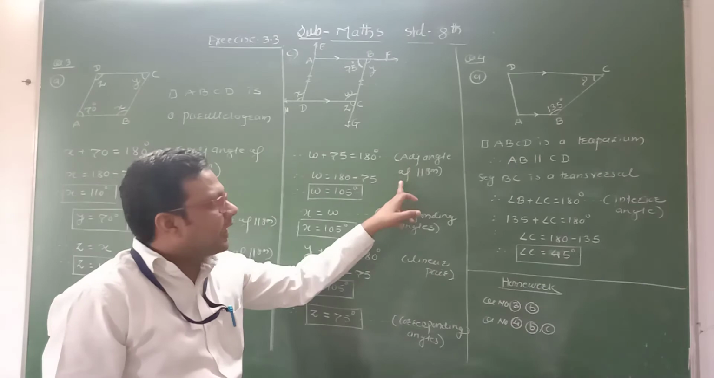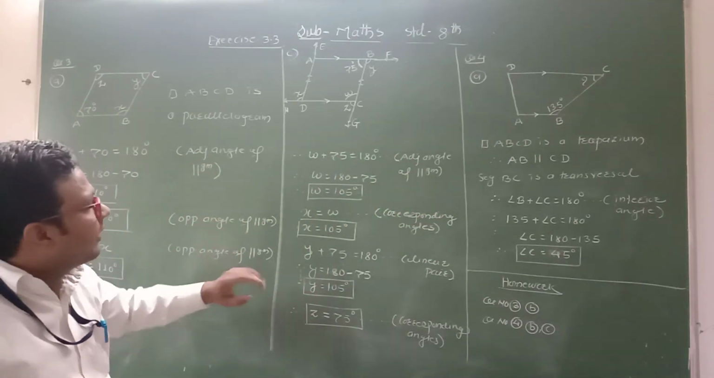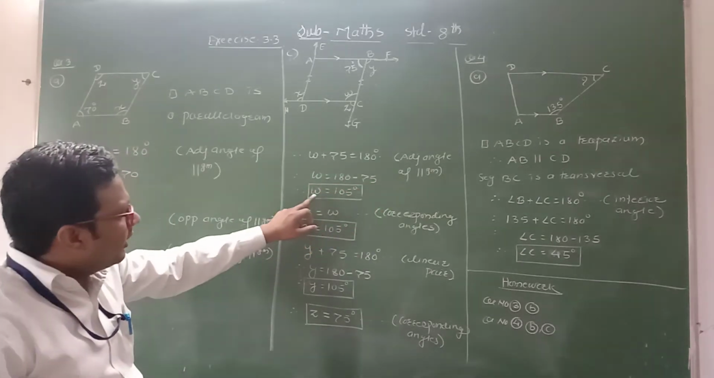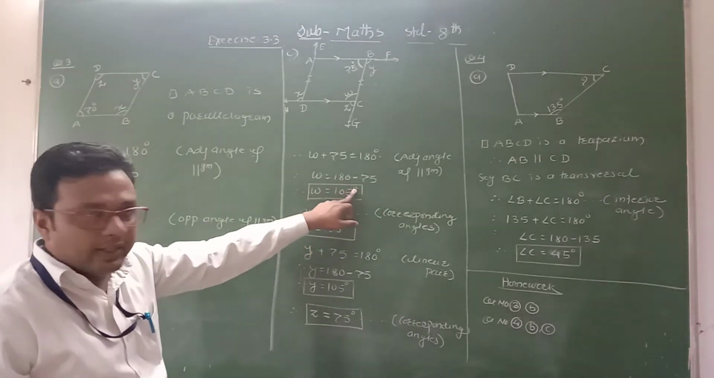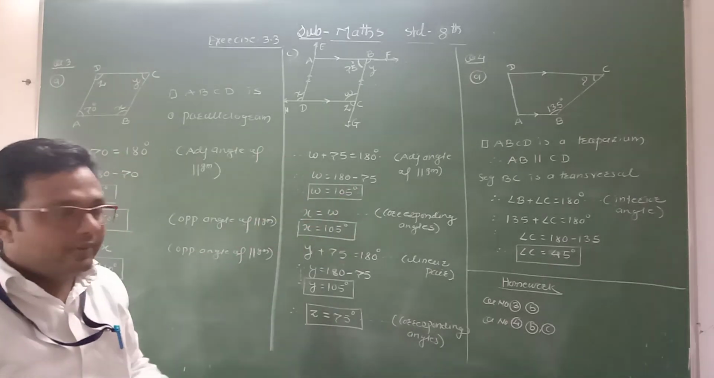This is the adjacent angle of the parallelogram, which are supplementary. This is 180 degrees. Clear? W is equal to 180 minus 75. Therefore here we get W is equal to 105 degrees. Clear? Now using this W we will find out the value of x, y and z here.